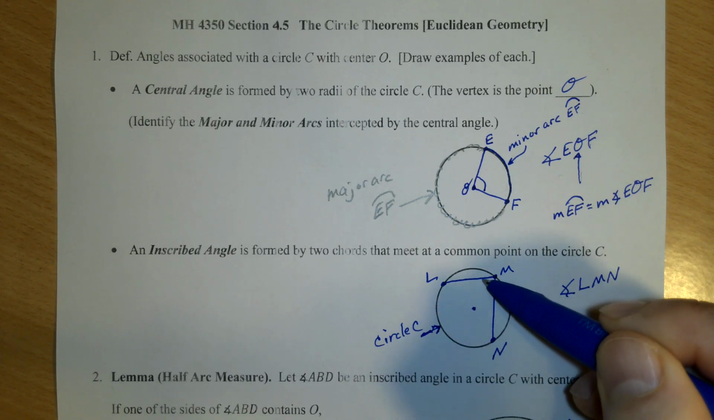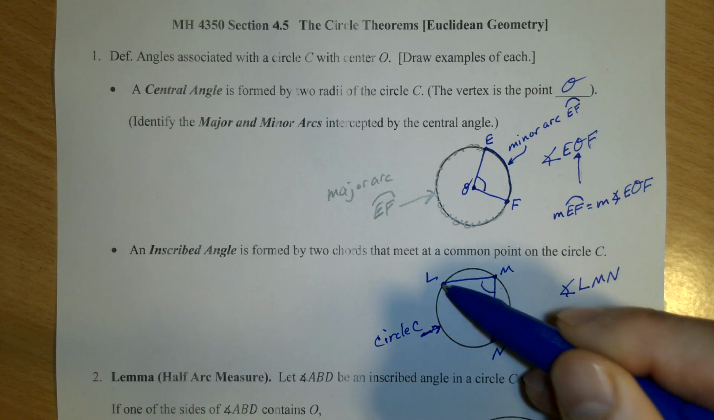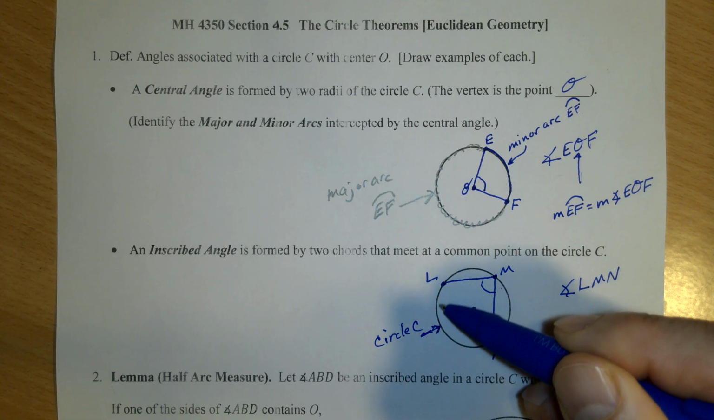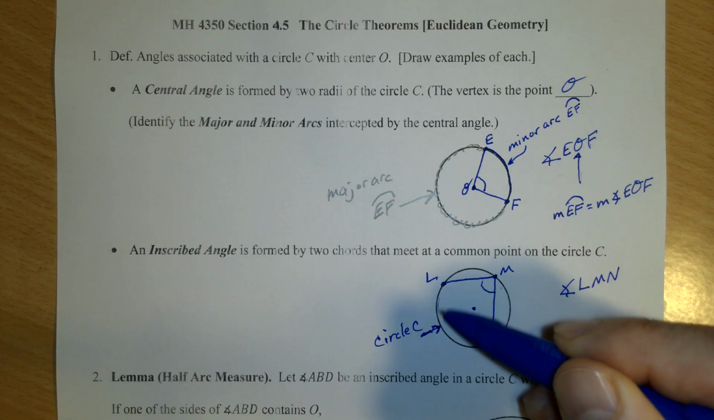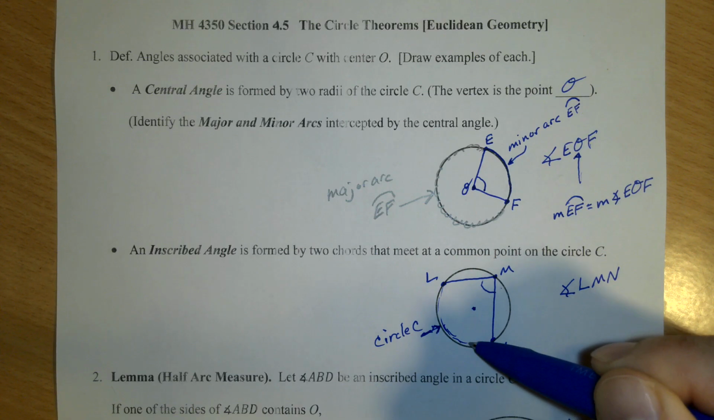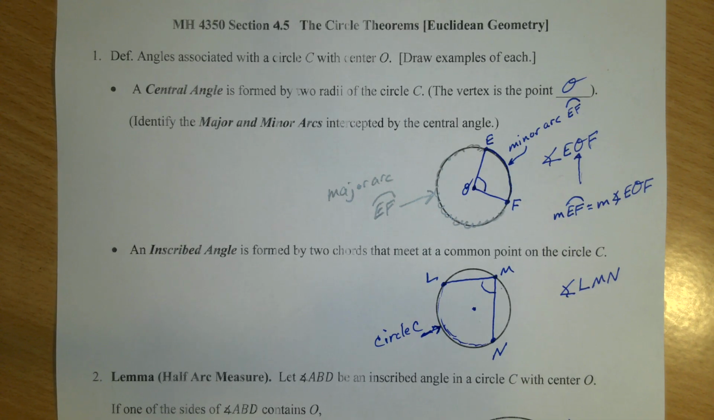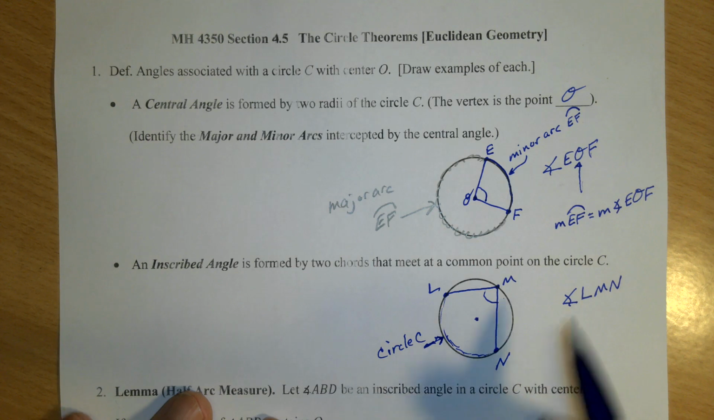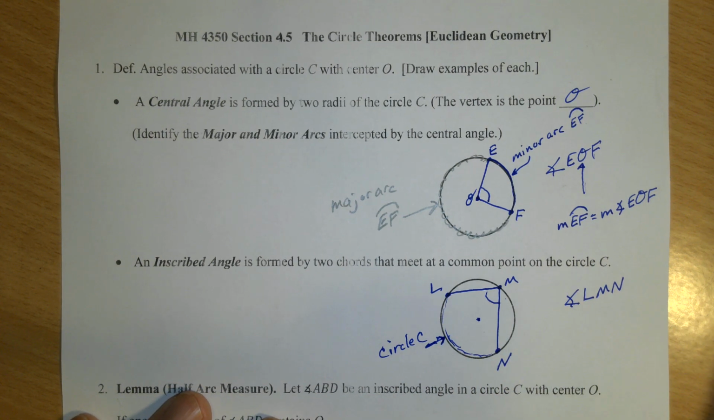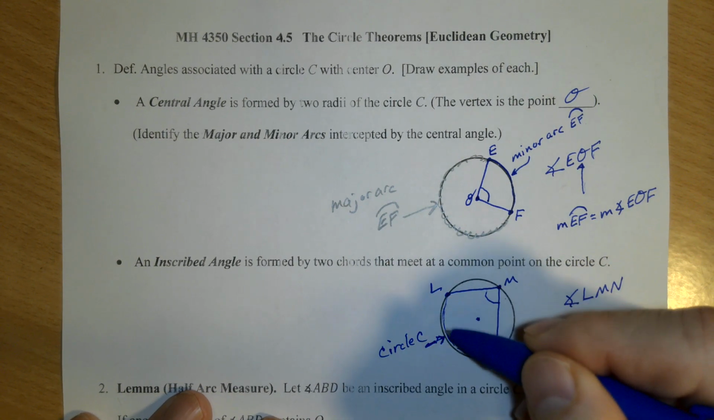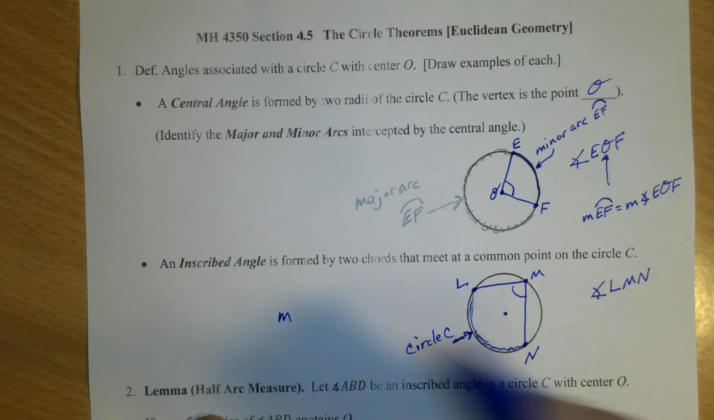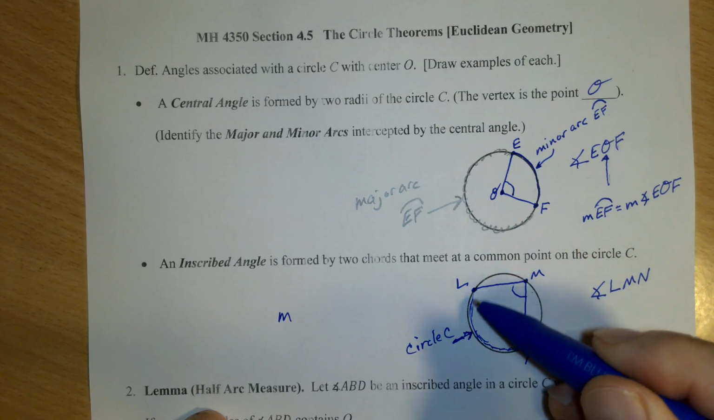The angle is LMN. This would be the intercepted arc. Maybe I'll draw it lightly. Right there. Okay, now just as a note, since we've got both of these diagrams here, what is the measure of this intercepted arc right here? The measure of arc, what would this be called? LN.